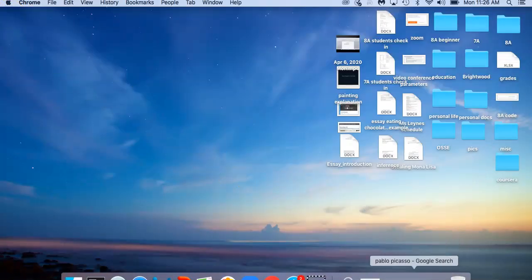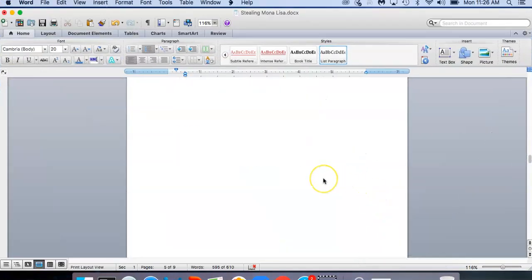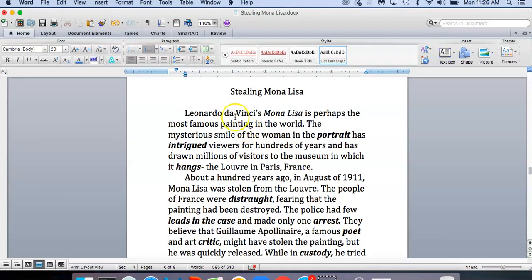Stealing Mona Lisa. Okay, so let's start reading it. Leonardo da Vinci's Mona Lisa is perhaps the most famous painting in the world. The mysterious smile of the woman in the portrait has intrigued viewers for hundreds of years and has drawn millions of visitors to the museum in which it hangs, the Louvre in Paris, France. Okay, so let me ask you guys, what does the first paragraph say or talk about?